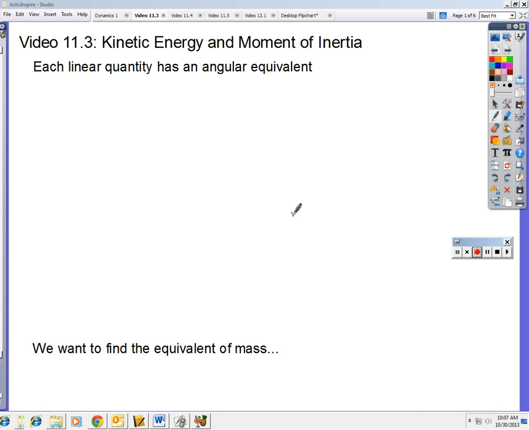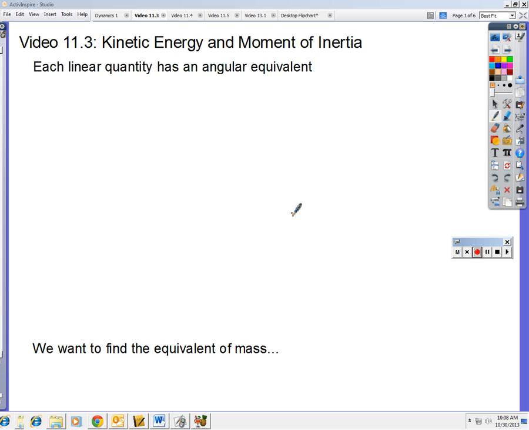Okay, welcome to the third angular video. We're looking at kinetic energy and moment of inertia. This is where the rotation is going to start to become more interesting. So far, really all we've done is say that we can treat rotation a lot like linear motion. We can define angular position, velocity, acceleration, use the kinematics, and relate it to the linear variables. Really, the only particularly interesting thing we've done is the difference between tangential and radial acceleration.